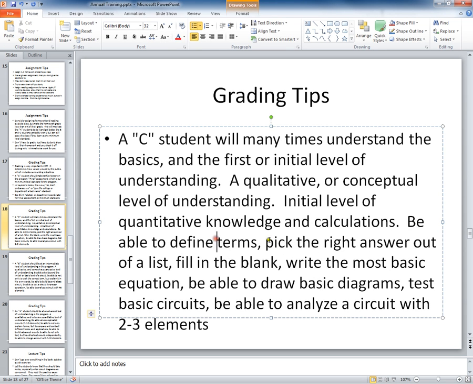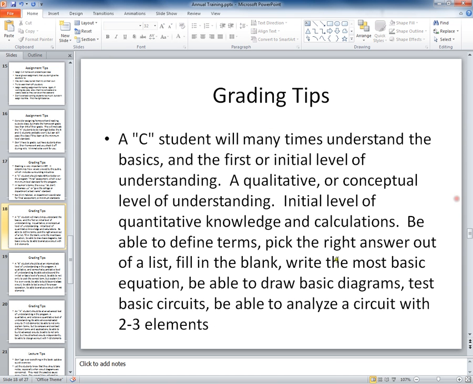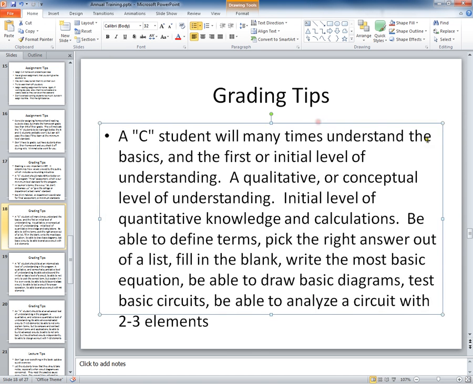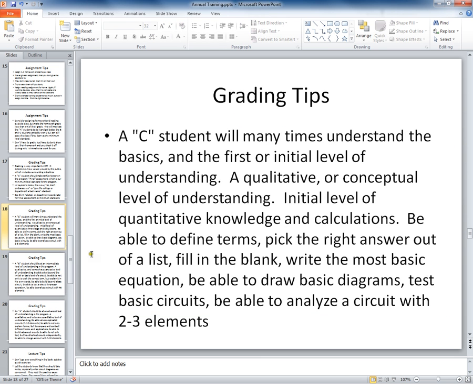Be able to define terms, pick the right answer out of a list, fill in the blank. This is your standard test. Fill in the blank, multiple choice type stuff. Write the most basic equations, be able to draw the basic diagrams. Test basic circuits in the lab. Be able to analyze a basic circuit with 2 to 3 elements. Very beginning level. This is our minimum level of standard. They have to at least know the fundamentals to get out. They don't have to know advanced things to be a C student.